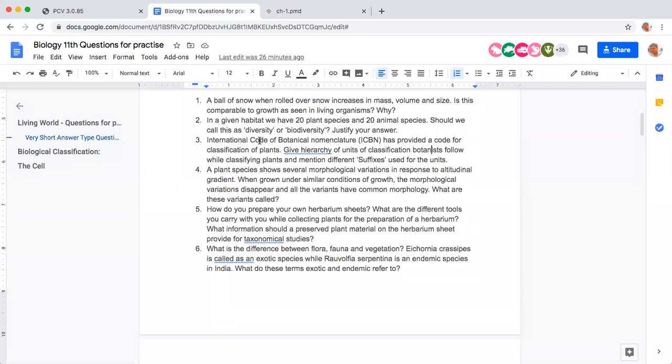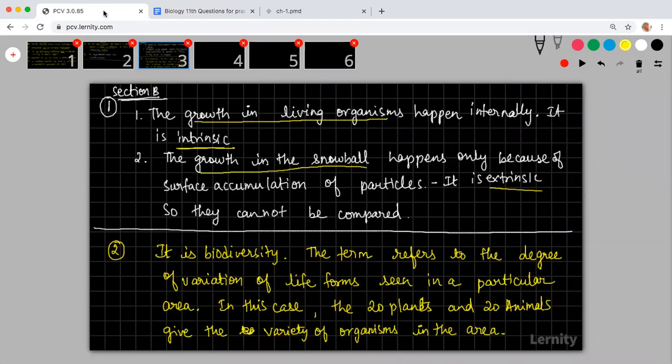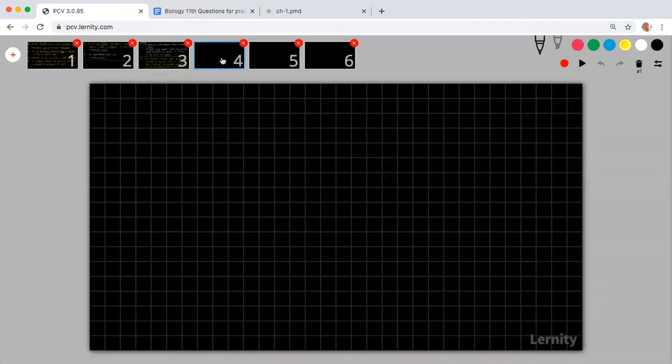Okay, moving on to the third question. The International Code for Botanical Nomenclature has provided a code for classification of plants. Give the hierarchy units of classification botanists follow while classifying plants and the suffixes used for the units. What is ICBN? It has provided some hierarchy. What is the hierarchy that it has given? The things that we know.